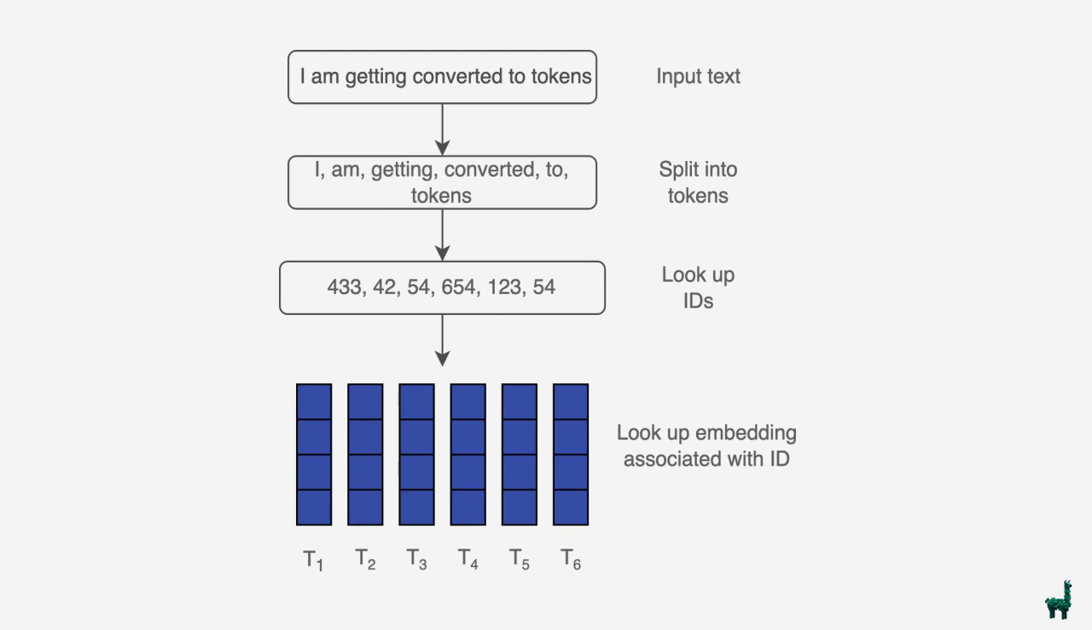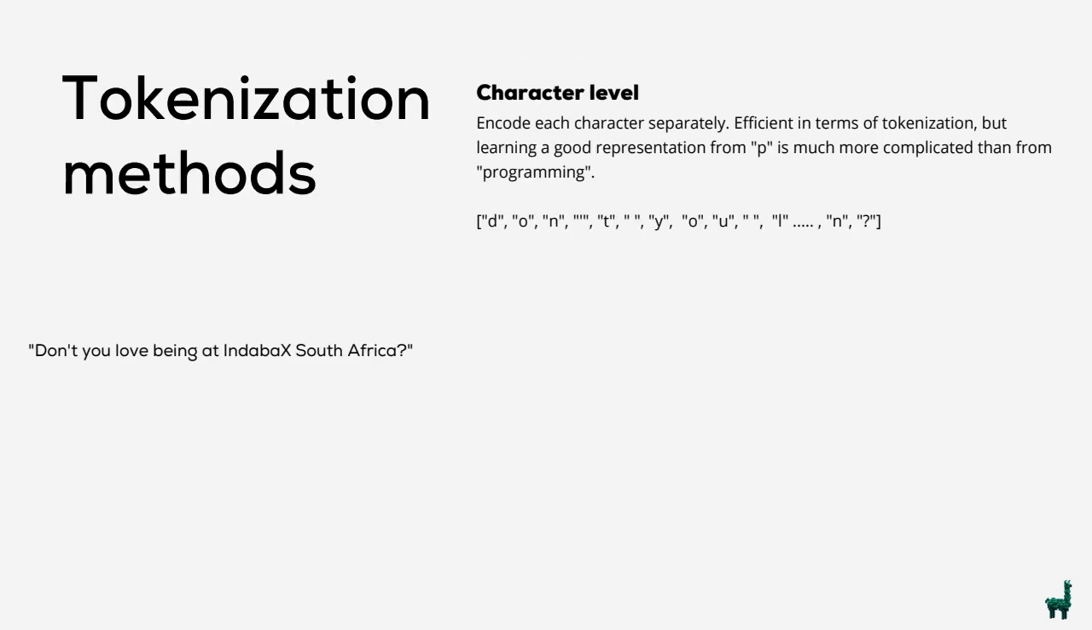Now, there are a few ways in which you can break up sentences into tokens. Let's say, for instance, you have the sentence, "Don't you love being at IndabaX South Africa?" The most basic way to break up that text into tokens is simply on character, where you break up every single character. It's super efficient, but learning something from just the letter P is much more complicated than learning something from "programming".